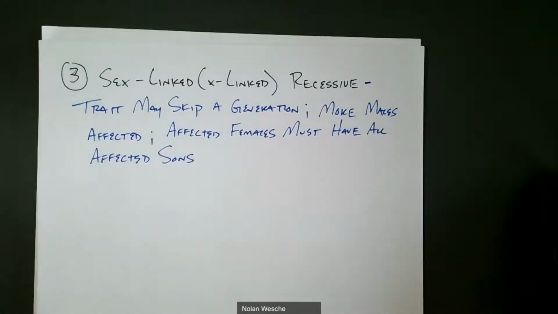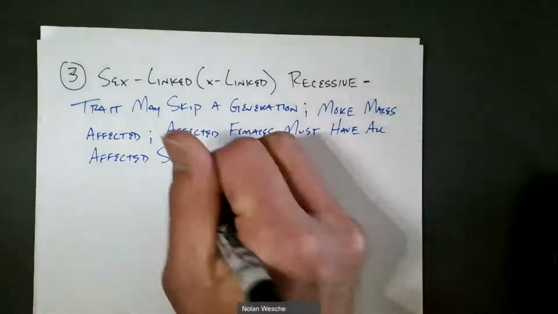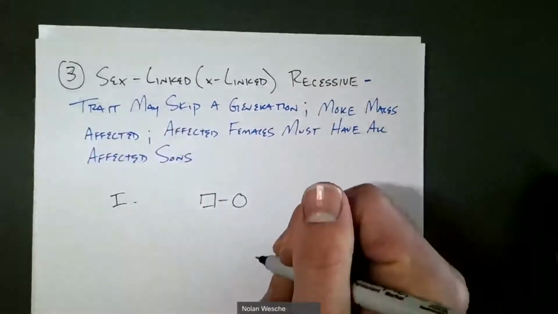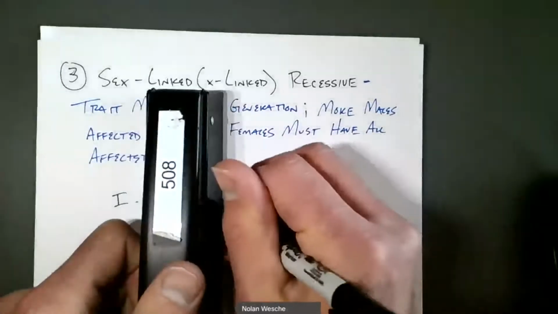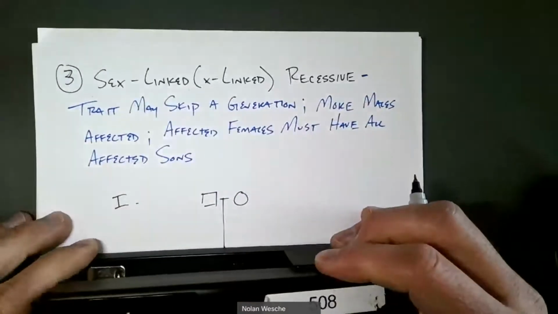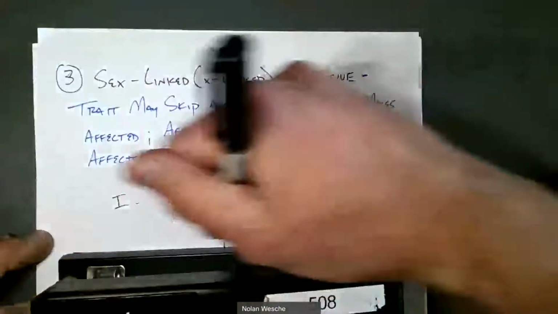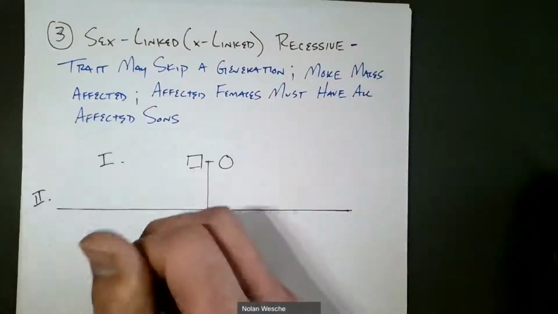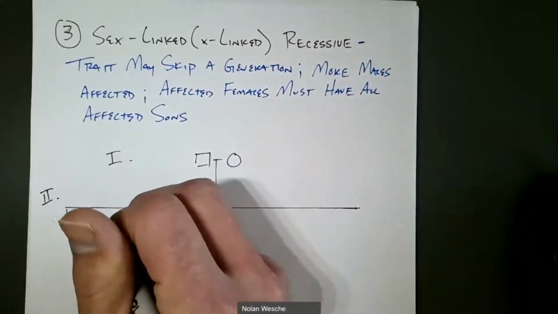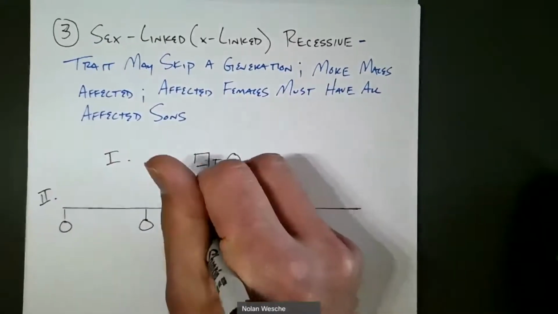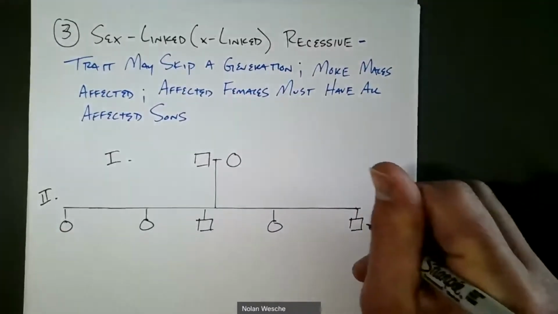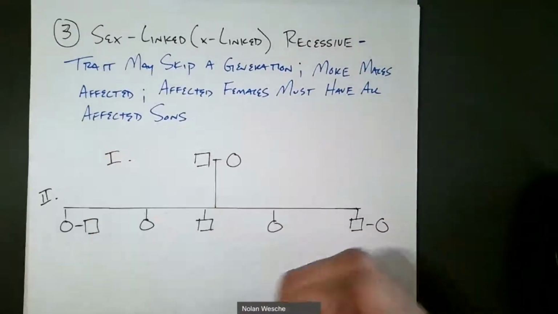So again, it's on the X chromosome. So let's go ahead and sketch this out. So we got a male and a female. That's gen 1. Here's my generation 2. And let's say in generation 2, I have a daughter, another daughter, a son, a daughter, and another son. Then I breed these two people here on the ends.